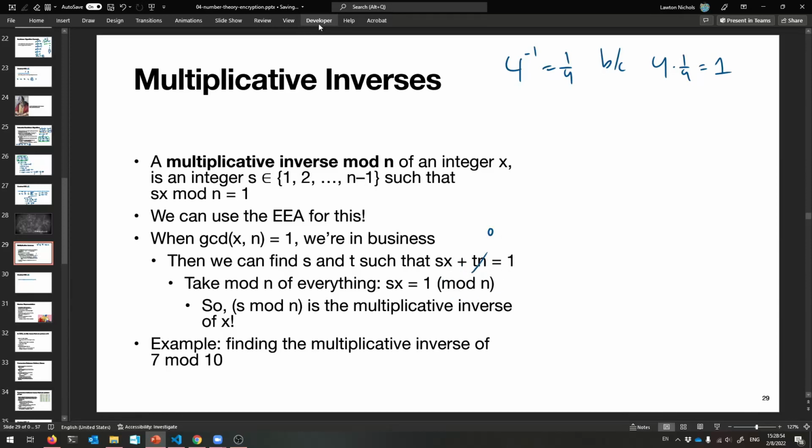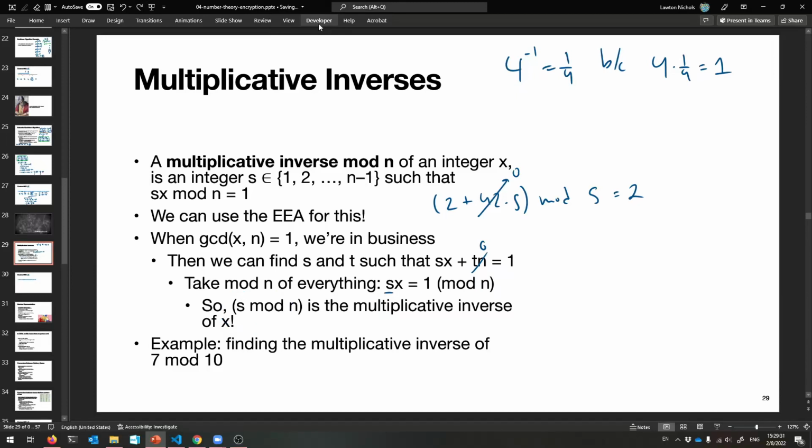Because anything that is a multiple of the modulus goes to 0. For example, let's pretend we're doing 2 plus 42 times 5, mod 5. You remember my explanation of why that's going to go to 0 and give us 2? We can remove any multiple. And so we can do that here too and end up with the equation sx equals 1 in mod n land. So that means we have found our inverse. S, or s mod n, really, if it's a bigger number, is the multiplicative inverse of x.